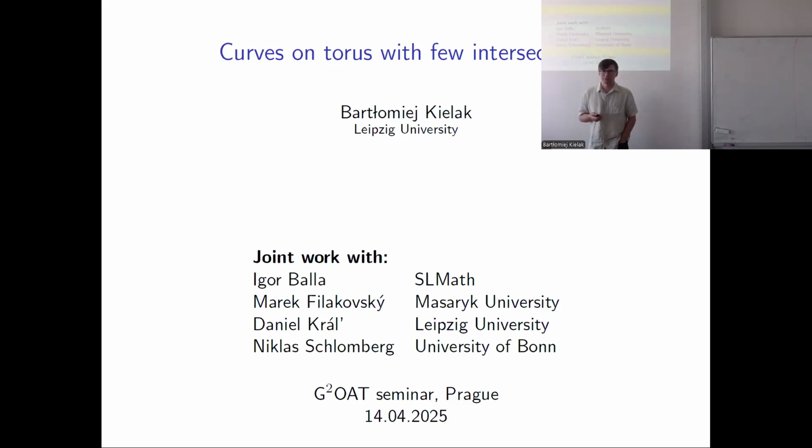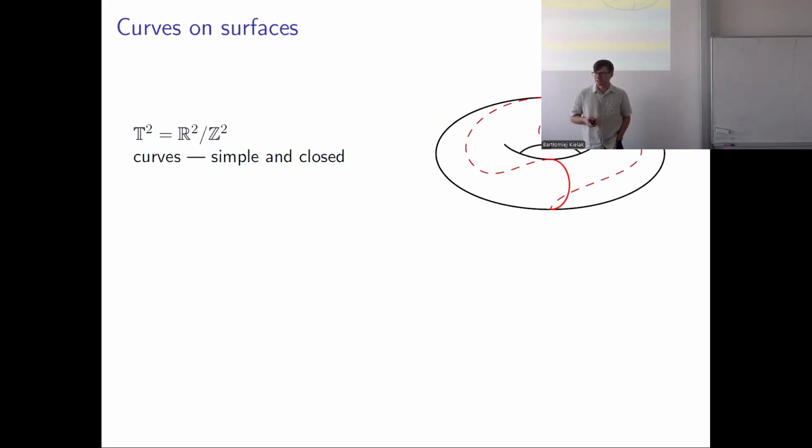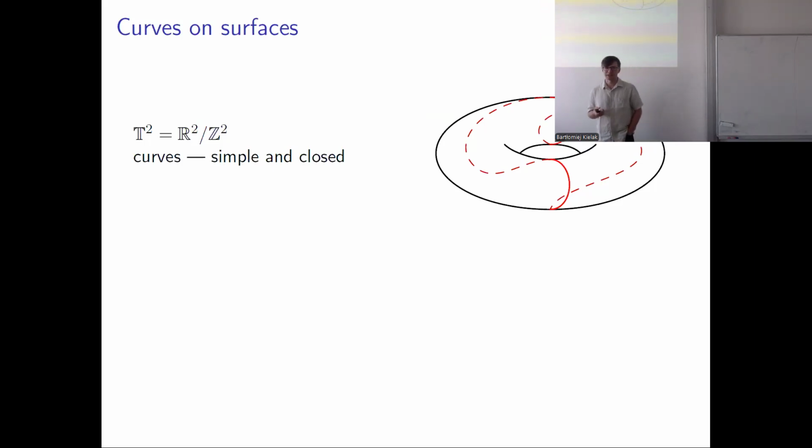So let me move to the title, because there are quite a few keywords in here that perhaps need some more explanation. So curves and torus, or more generally, curves on surfaces. When I say curves, I always think about simple curves, which means they have no self-intersections, and about closed curves, so we basically have loops somehow convoluted around some surface like a torus. So here's an example in the picture. And when we talk about torus, it's good to think about it as a quotient space, like a real plane where points are identified if their coordinates are the same modulo 1.